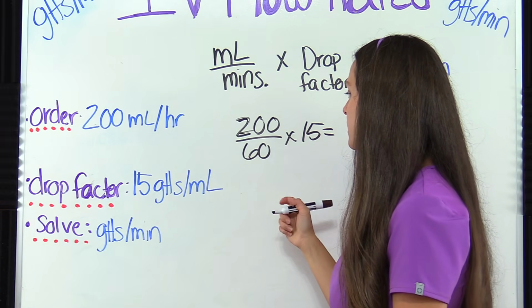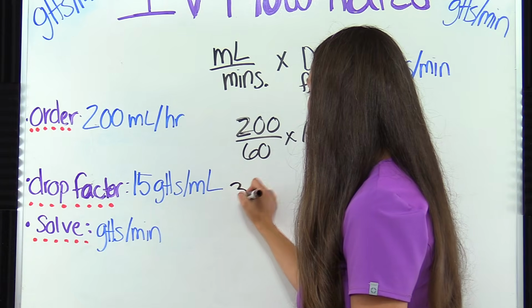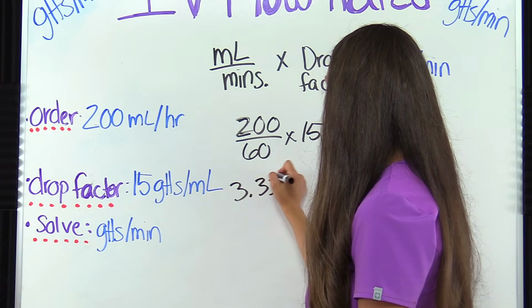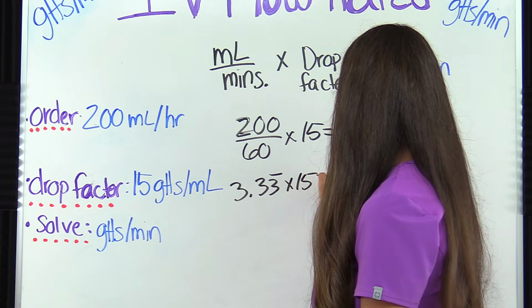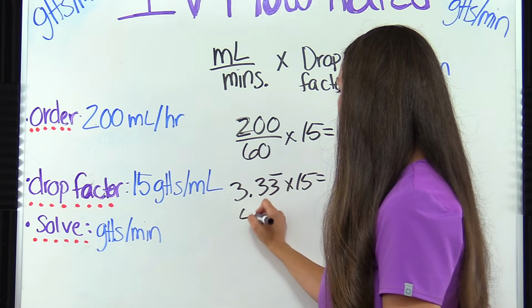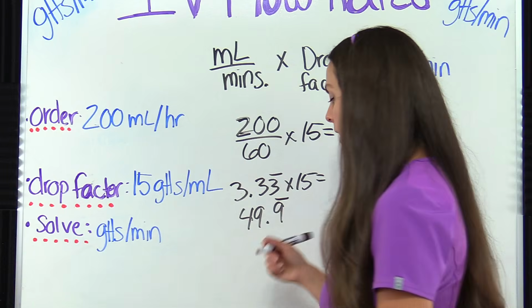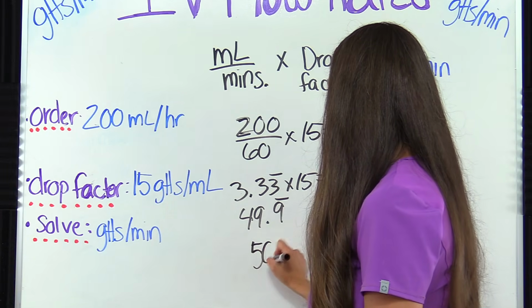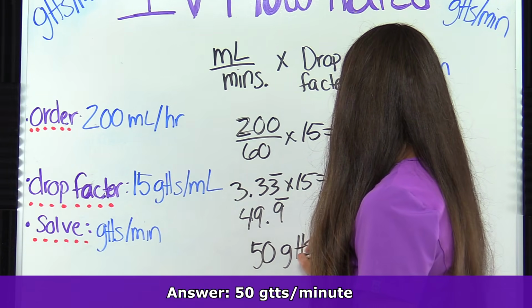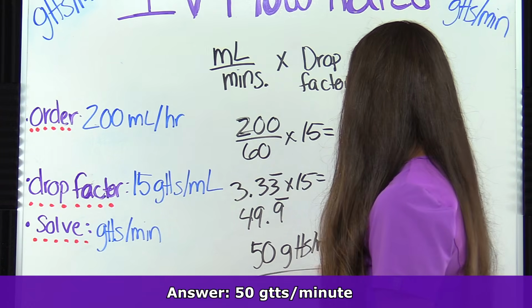So 200 divided by 60 is 3.33 repeating. You multiply that by 15, that gives you 49.9 repeating. We round to the nearest whole number. That gives us an answer of 50. So 50 drops per minute is what the patient needs to receive.